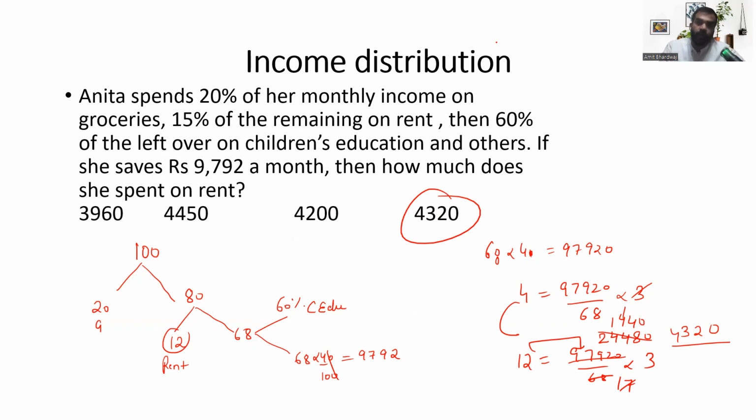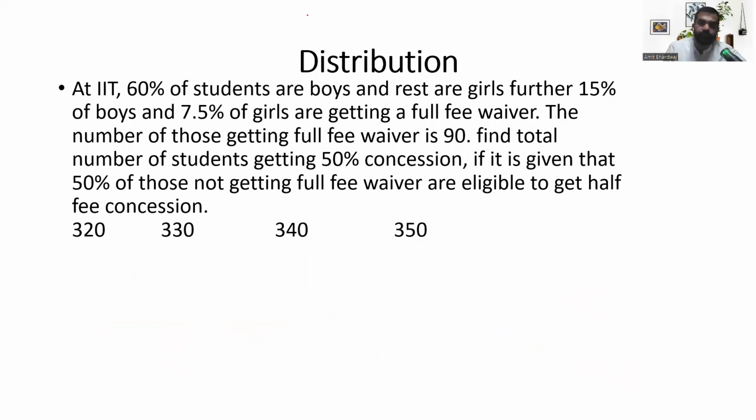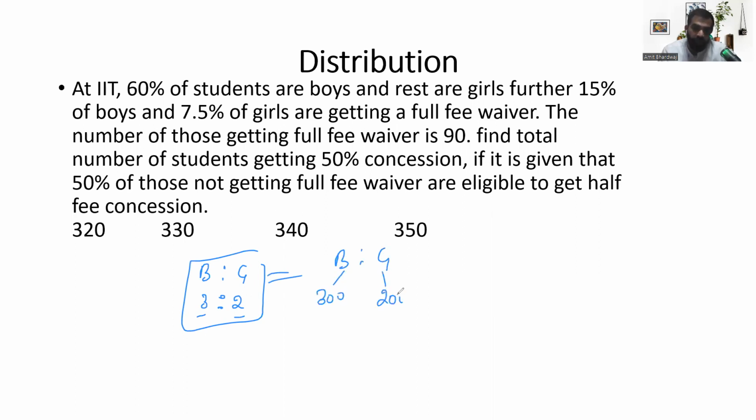Okay. Now we will move to our next part, and that is this one. Again, distribution. Let's say in IIT 60% of students are boys, rest are girls. So the boys to girls ratio is given, 60 is to 40, means 3 is to 2. 15% of the boys, right now we don't know the boys, 7.5% of girls are female. So we do one thing, assume some value. Let's say boys is 300, we can assume girls is 200. This is not the actual value, we are assuming. Okay. So 15% of this is 45 and 7.5% of this is 15, right?